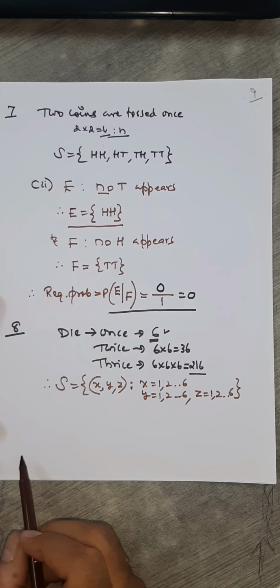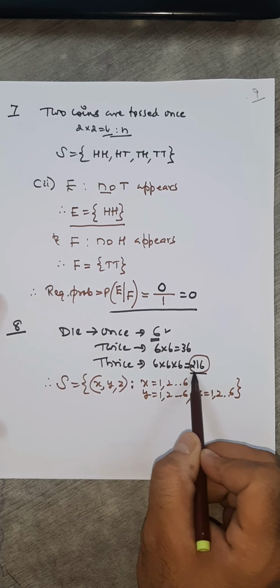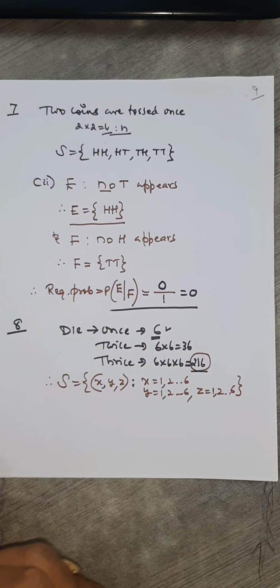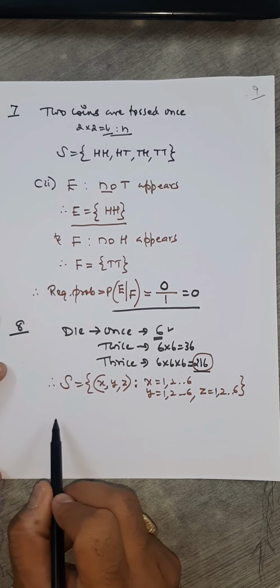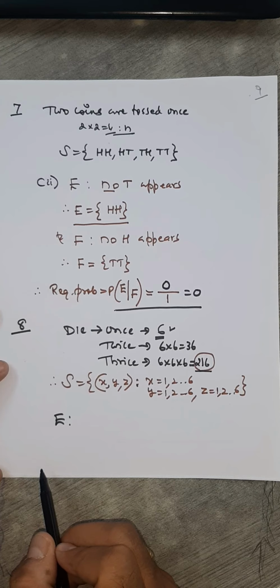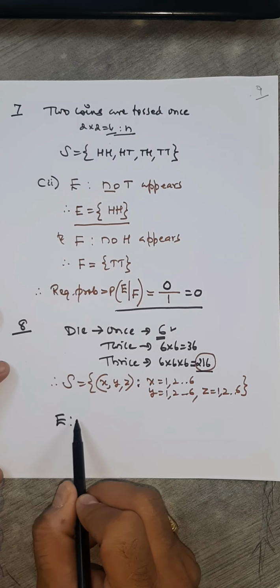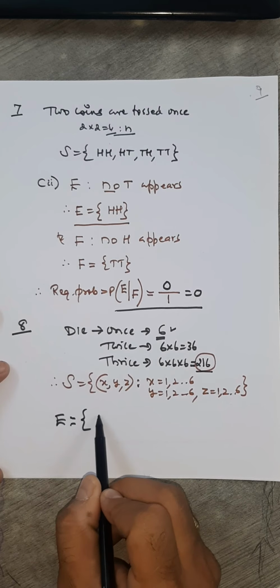Okay, so this is the main sample space. What is the definition of event here? N is this, remember, total 216, which is not important. Let's look at the definition of E. What is the definition of E here? 4 appears on the third toss. So E will be this.